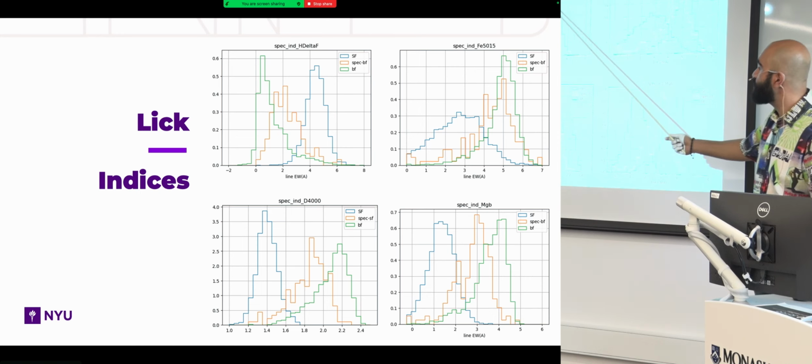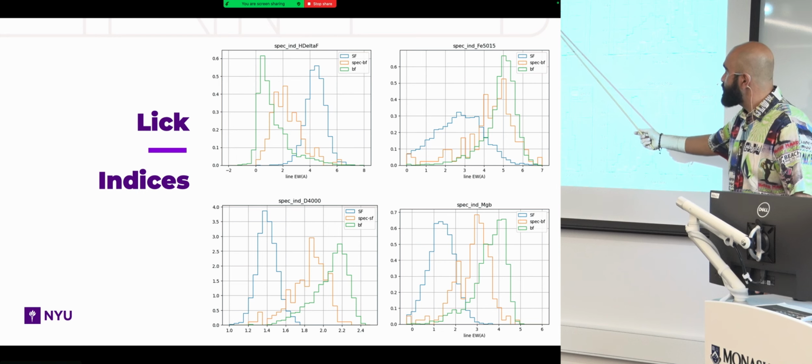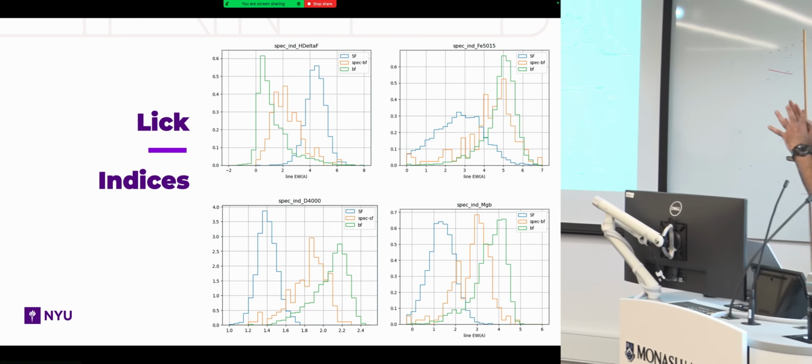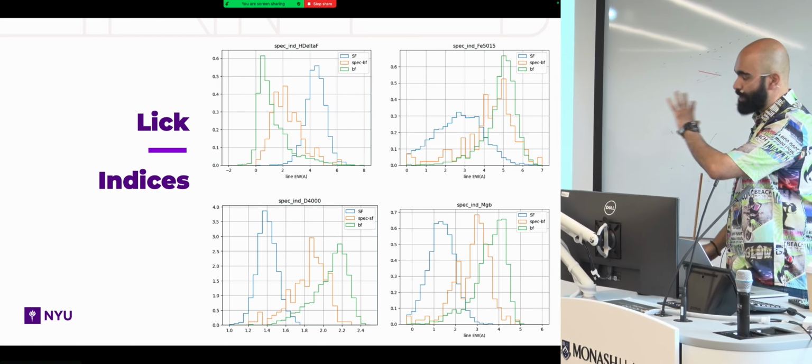Whereas for the BF sample, it's almost centered around zero, close to zero, which means there is no recent star formation activity going on. I'll group all these conclusions later on in the slide and explain what they mean.